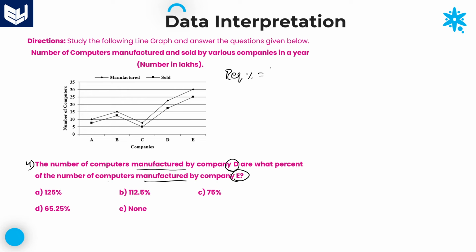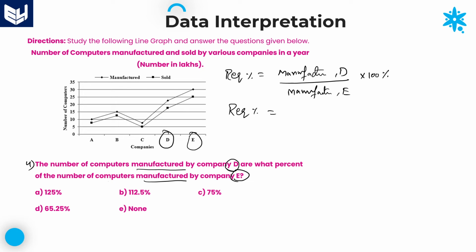The required percentage is: the number of computers manufactured by company D is what percentage of the number of computers manufactured by company E. And whenever you are calculating a percentage, multiply by 100 and put the percentage symbol, that is a common point, right? Therefore our required percentage is equal to, here we are talking about company D and company E, both the companies.